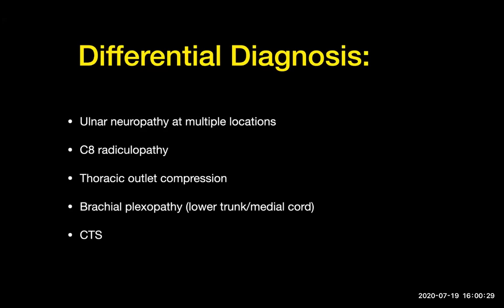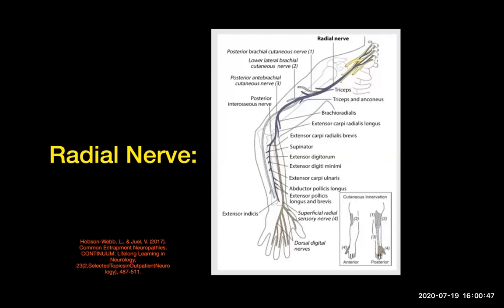So when we do the ulnar nerve, since we're doing both EMG and ultrasound, you have to realize that there are other things that could cause symptoms. It could be an ulnar neuropathy from multiple locations. It could be a C8 radiculopathy. It could be a thoracic outlet compression. It could be a brachial plexopathy involving the lower trunk and the medial cord. It could be part of carpal tunnel syndrome. So these are just the differential diagnosis.